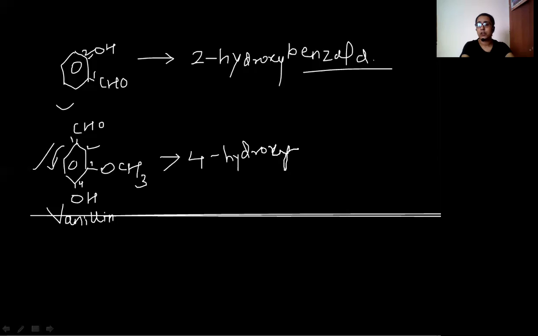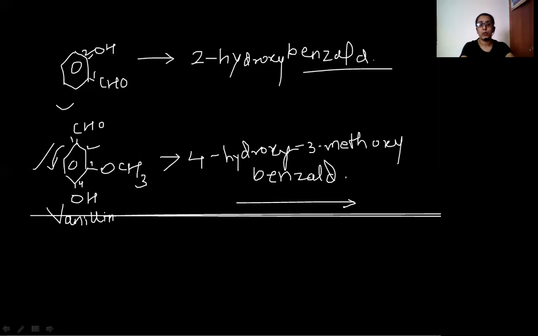4 hydroxy. If the substituents which are present, they are different, arrange them in alphabetical order, right? ये तो आपको पता ही है. 3 methoxy benzaldehyde. So this is it. Okay, I hope this much is clear to everyone. इसमें किसी को कोई doubt है, कोई दिक्कत है, तो please let me know in the comment section.